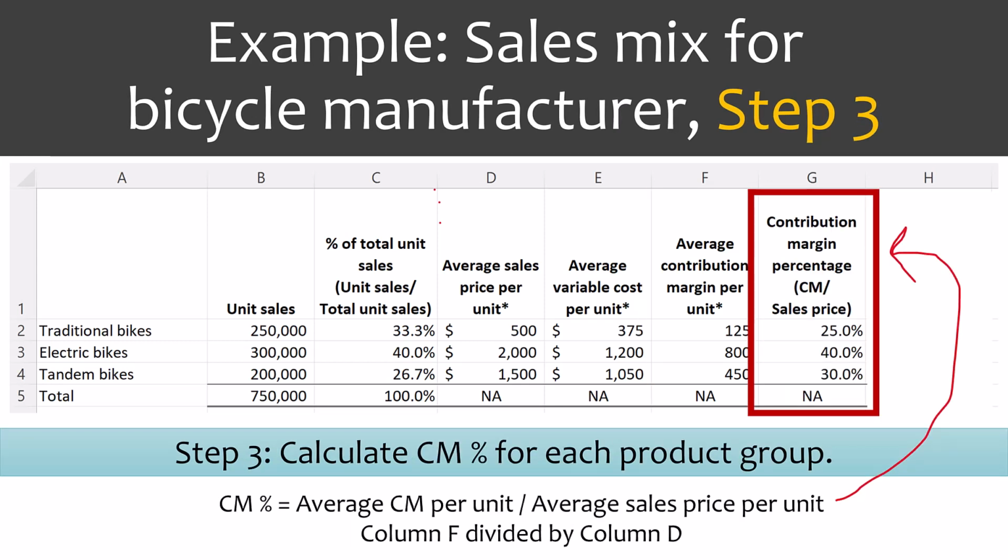Next up, we're going to calculate the contribution margin ratio for each product group. To do this, we're going to take the average contribution margin per unit divided by the average sales price per unit. So we're taking the data in column F and dividing by column D. For traditional bikes, we would take $125 divided by 500 to get 25%. For electric bikes, we would take 800 and divide by 2,000 to get 40%. And then finally for tandem bikes, we would take 450 divided by 1,500 and get 30%.